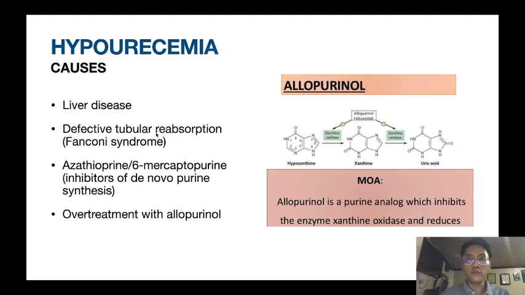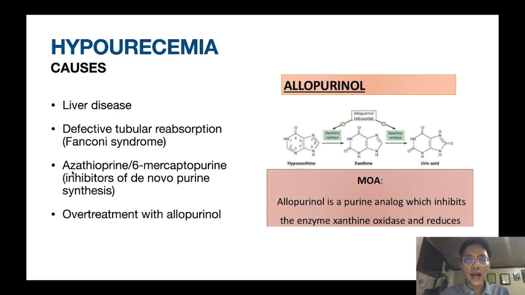Next, defective tubular reabsorption. Kasi 'di ba, as I have told you earlier, 98 to 100% will be reabsorbed, 'di ba, in the PCT. So kapag when you have Fanconi syndrome, there is defective tubular reabsorption of the uric acid. That's why ma-excrete mo halos lahat ng iyong uric acid, causing hypouricemia or low uric acid in the blood. Kasi hindi siya babalik sa blood, mai-excrete siya kasi hindi niya kayang i-reabsorb.